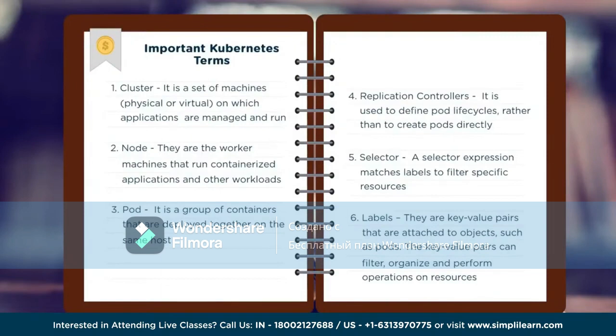There is the pod, which is within a node and is a group of containers that are deployed together on the same host. We have replication controllers, and a replication controller is used to define a pod's life cycle rather than to create the pods directly. We have a selector, which is an expression matched to a label to filter specific resources. Labels are key value pairs that are attached to objects such as pods. The key value pair, or the label, can be used to filter, organize, and perform operations on resources.